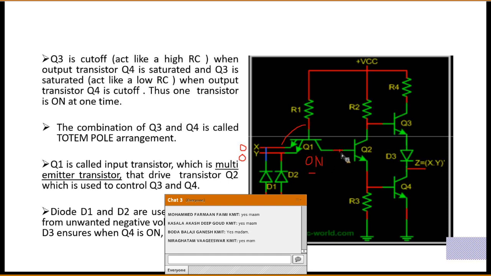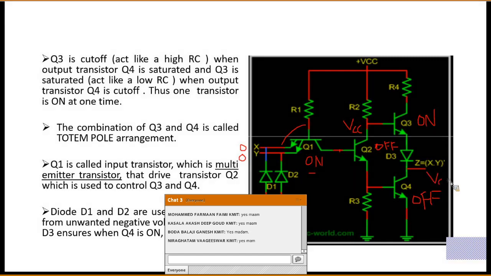So if this is equal to VCE sat, what happens to Q2? It is less than 0.7, so Q2 will be in off state. If Q2 is off, its collector is equal to VCC. So VCC is large enough to drive Q3 to on. So Q3 will be on. If Q3 is on, Q4 will be off because both are totem pole logic. So if Q4 is off, its collector is equal to VCC.